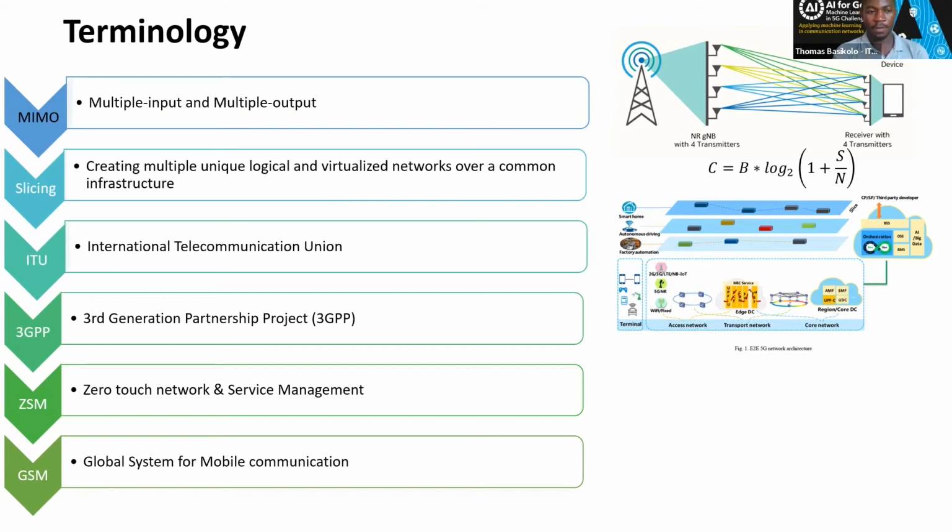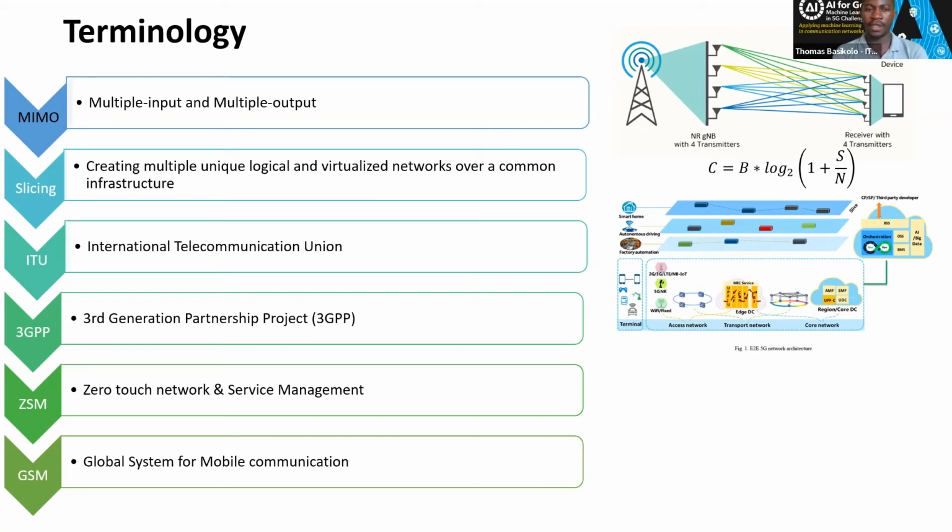Another one is the 3GPP, or Third Generation Partnership Project. It's a project by different standards bodies in the world that came together to build standards for 3G, and they went on, they are still continuing building standards. Now the last release was Release 18 for 5G standards.